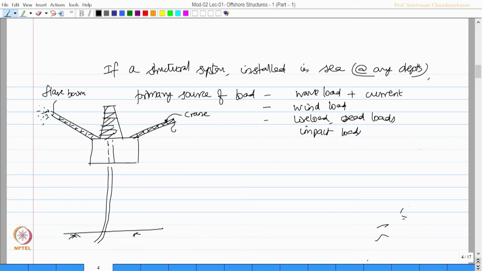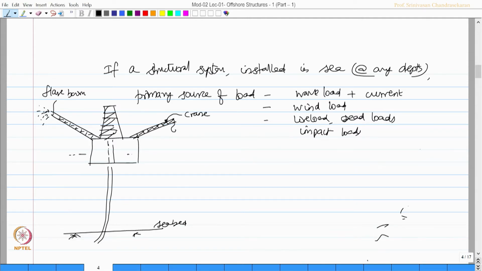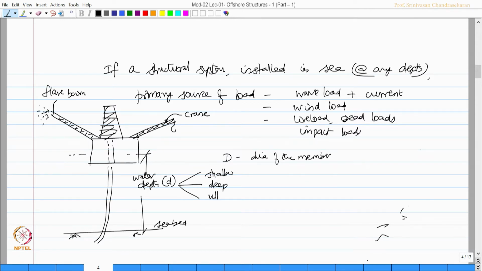Let us say this is my seabed. Now, this platform will have some portion of draft immersed in water, and I call this the water depth, indicated by small d, because capital D will indicate the diameter of the members. That is the common nomenclature people use. Now, as the water depth keeps on increasing from shallow to deep to ultra deep, you will realize that the same support system which you have planned for this will not hold good for a deeper system.